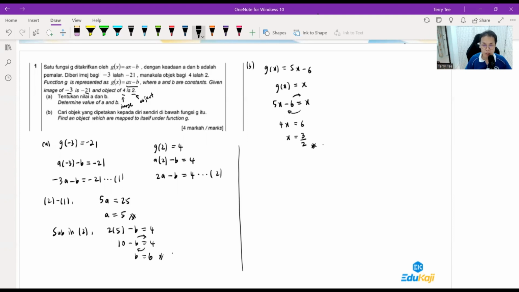So meaning when you put 3 over 2 inside, you will get 3 over 2. So that's the meaning of object that is mapped onto itself. In this case, x is 3 over 2.